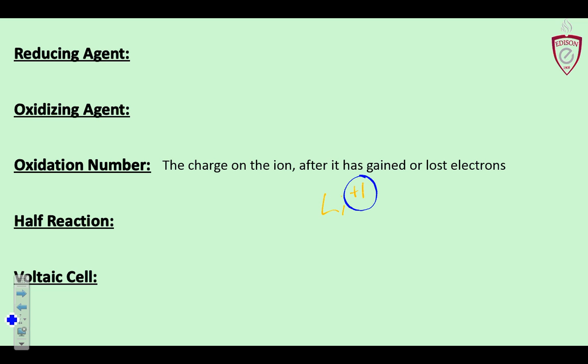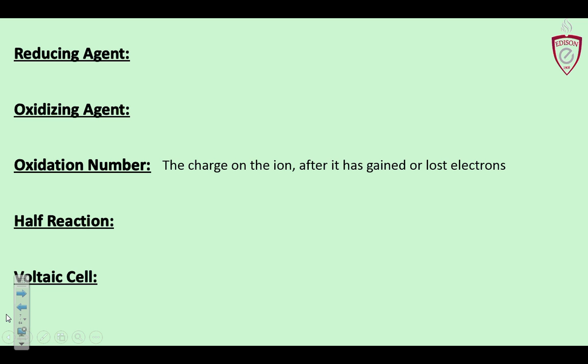The +1 is the oxidation number. It's the charge. The +1, because we have lost 1 electron. That's what we've got to not get confused about. You can't be saying that that's gained an electron, because the electron's charge is negative.